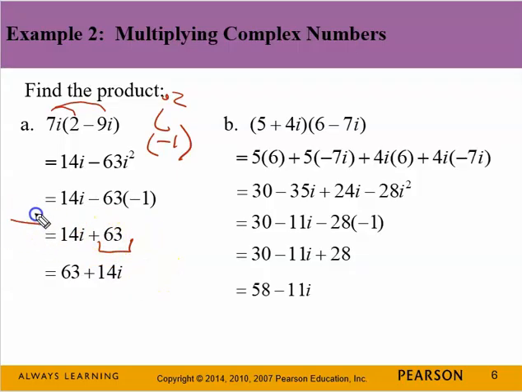But notice now, this is not in standard form, a plus bi. So to present the answer correctly, we have to switch them around as is indicated here. Okay, now this is the old FOIL that you may recall from your high school days. And again, FOIL.